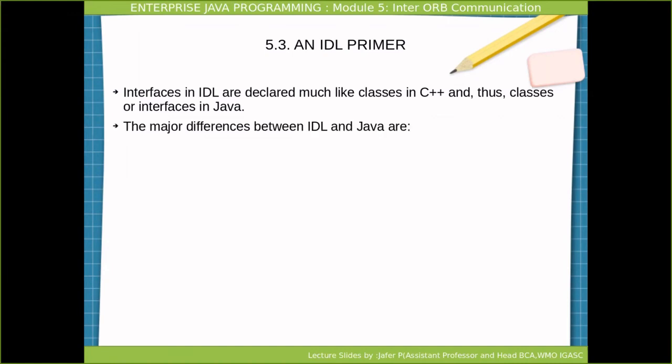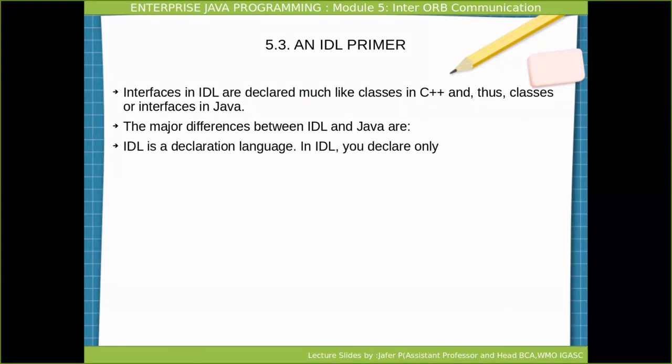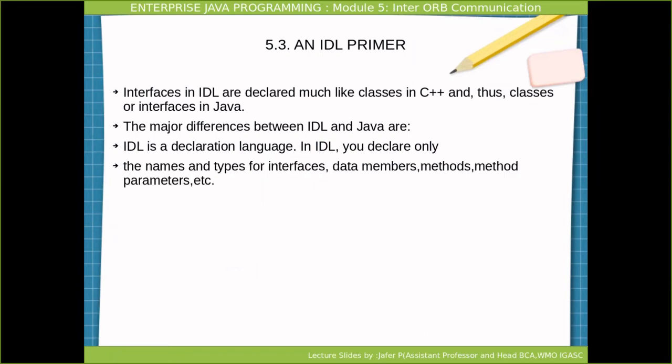So what are the major differences between IDL and Java? Let's see. IDL is a declaration language. In IDL, you declare only. You cannot implement any code inside IDL. You can declare, but you cannot define, right? But in Java, you can declare and define. That is one difference. And second is the names and data types for interfaces, data members, methods, and method parameters.